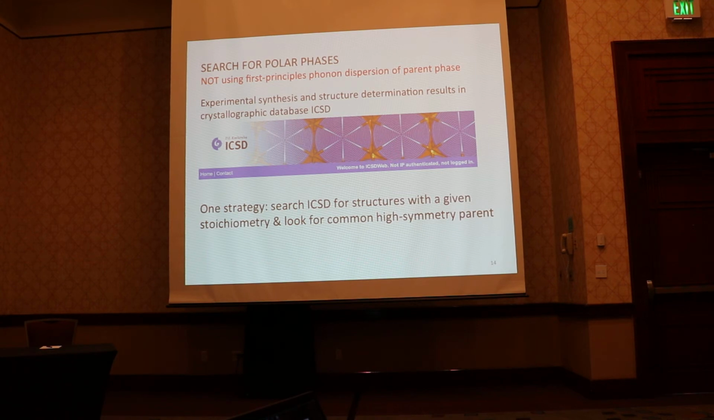One avenue that we've pursued is to use the crystallographic database, ICSD, where we have a real treasure trove of information derived from experimental synthesis and structure determination about the kinds of structures that different stoichiometries can take on. So our strategy, another way we can look for polar phases, specifically polar phases that are distortions of high symmetry structures and therefore potentially switchable, is to search ICSD for structures with a given stoichiometry and look for a high symmetry parent.